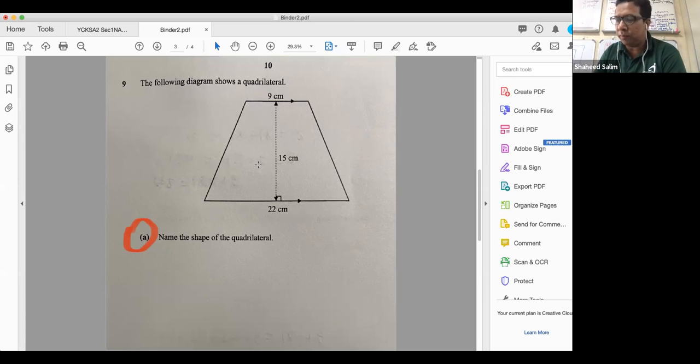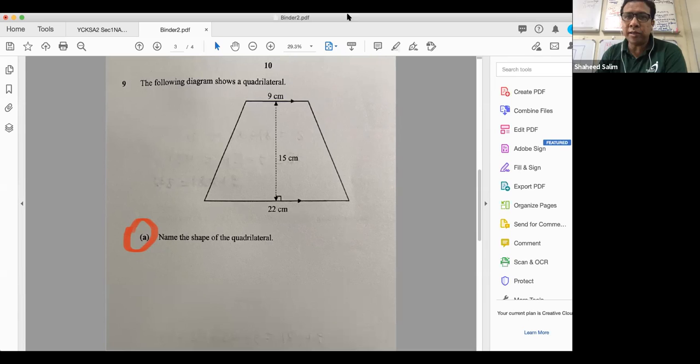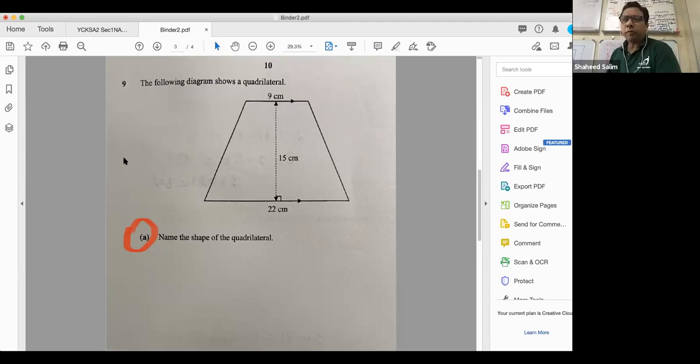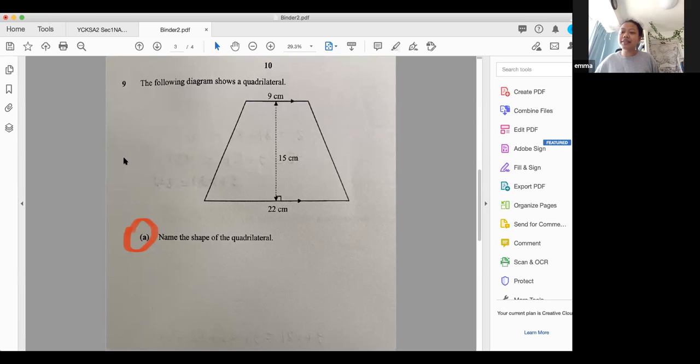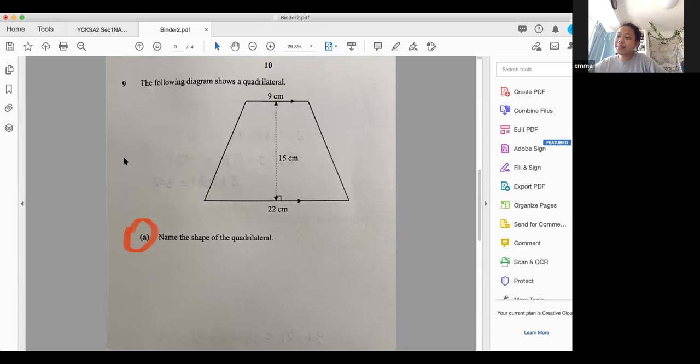What do you call this shape? I'll share screen. This is from the paper question you gave me. Okay, a quadrilateral is a four-sided figure. A rectangle is a quadrilateral. A square is a quadrilateral. So this is a quadrilateral, correct? But what do you call it? There's a special name for this. Two sides parallel. Trapezium. Trapezium, good.